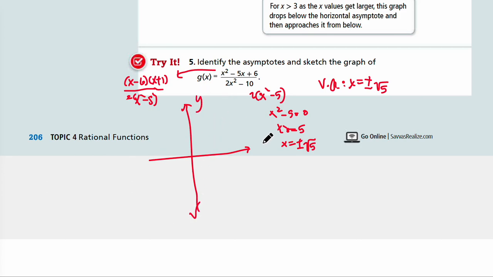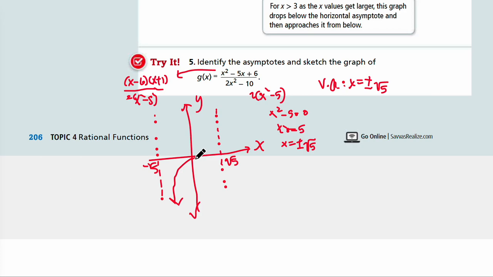So look at your vertical asymptote. You'll have about 2 point something. So let's say this is positive root 5. And then this is negative root 5. And then if you plug in 0, you will get 6 over negative 10, right? So that's negative 0.6. So maybe over here. And then you plug in some other numbers, you'll see that, oh, it goes over here.